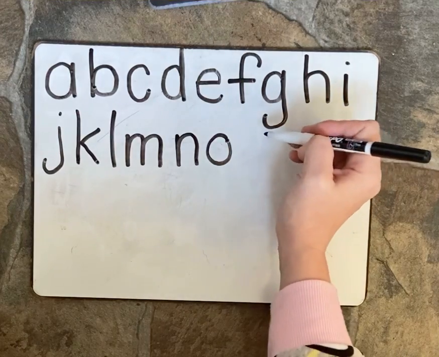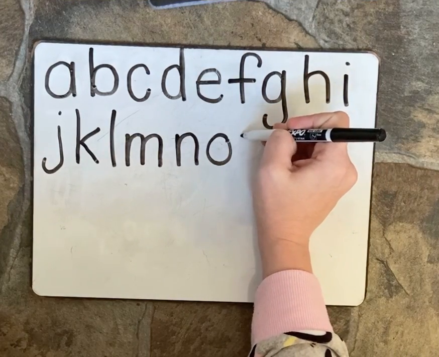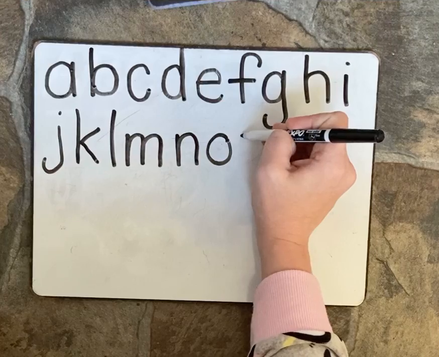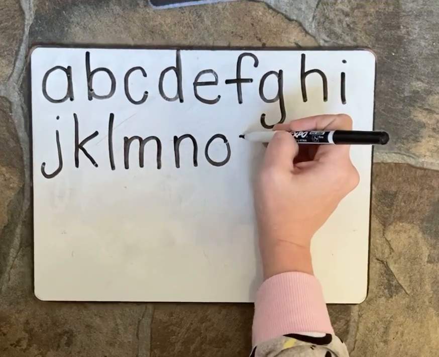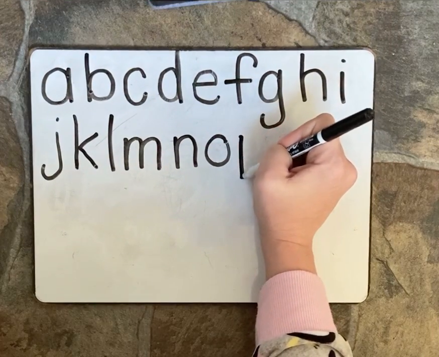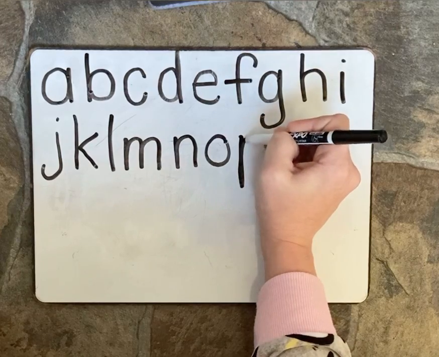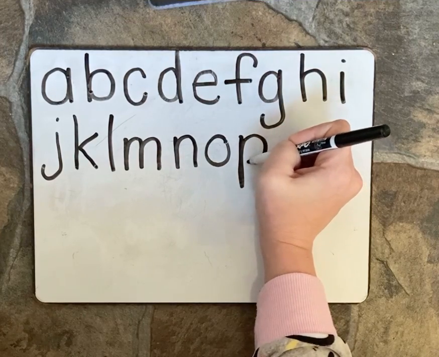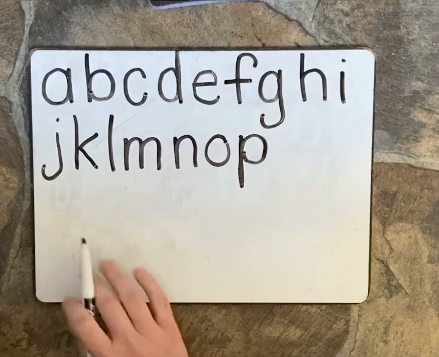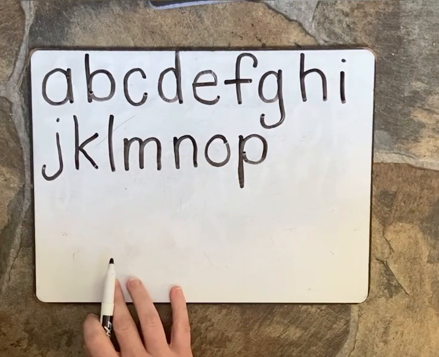P. You're right. So we're going to start here. This is one of the letters that goes below the line, kind of like a G and a J. You're going to go down, up, and around for your P.